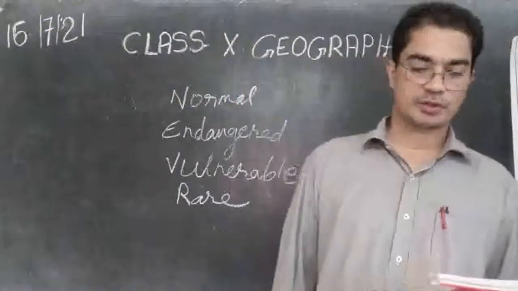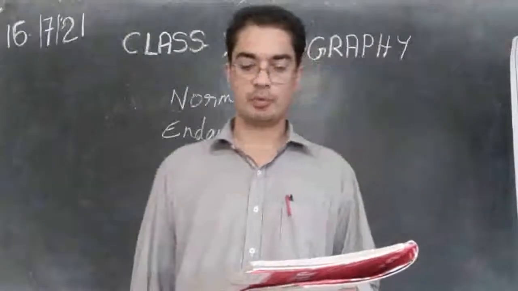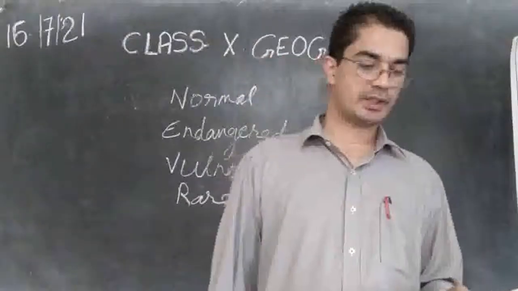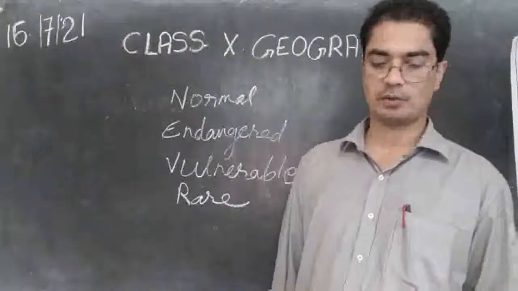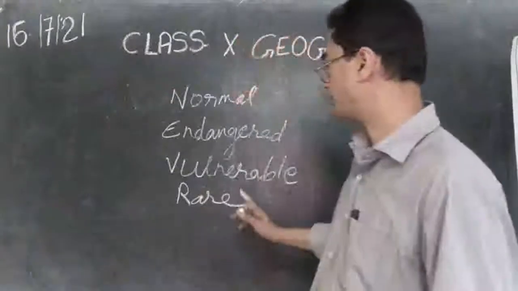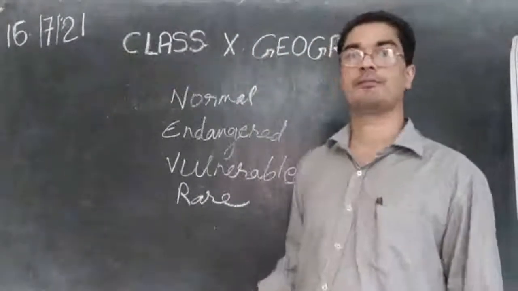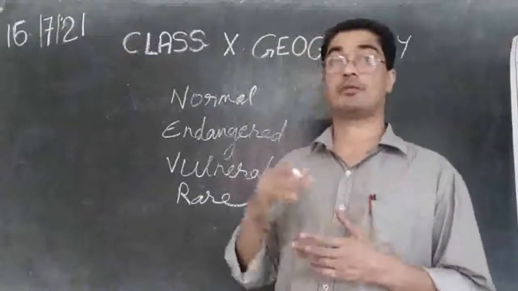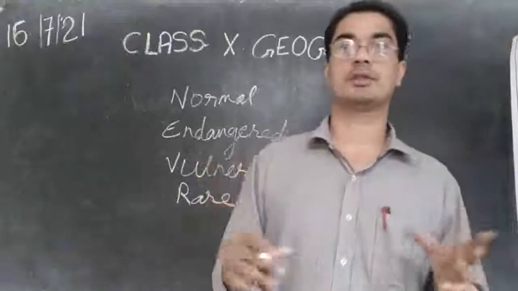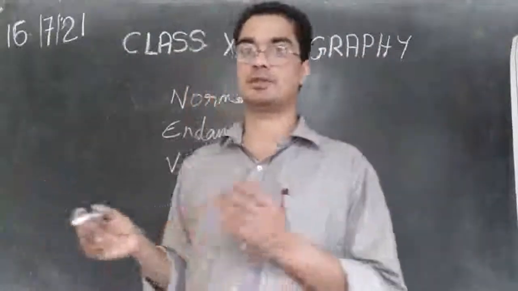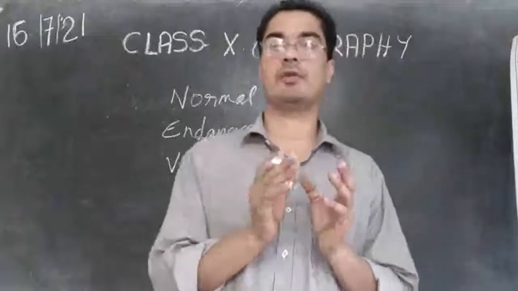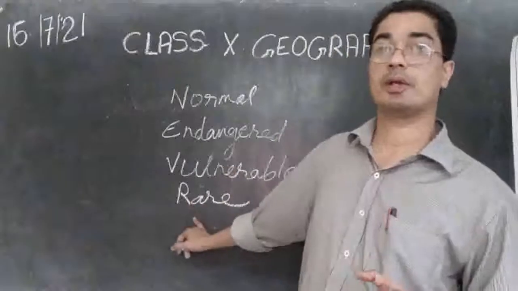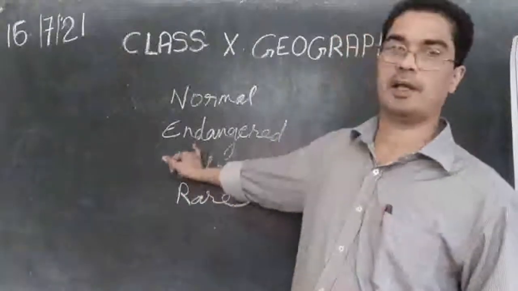So species with small population may move into the endangered or vulnerable category if the negative factors affecting them continue to operate. So these rare species are found only in few in number. They are not found everywhere. They are not found in different places, but only in certain areas, and they are very few in number. So if you don't take care of them, or if you don't protect them, what will happen? They also will become endangered.